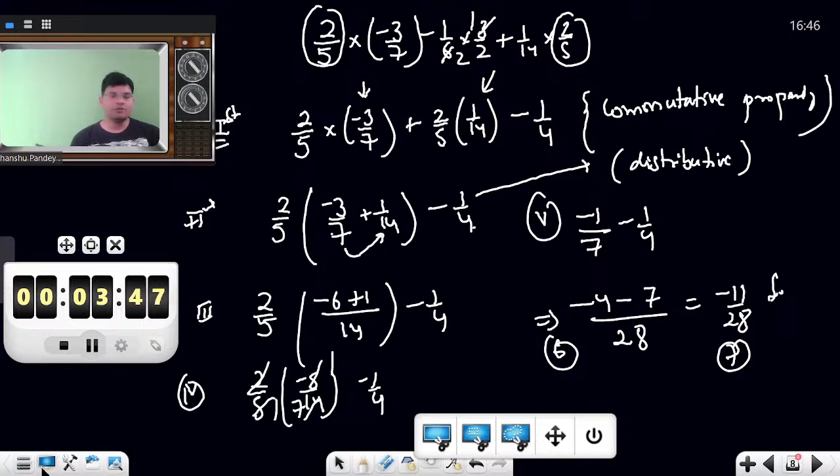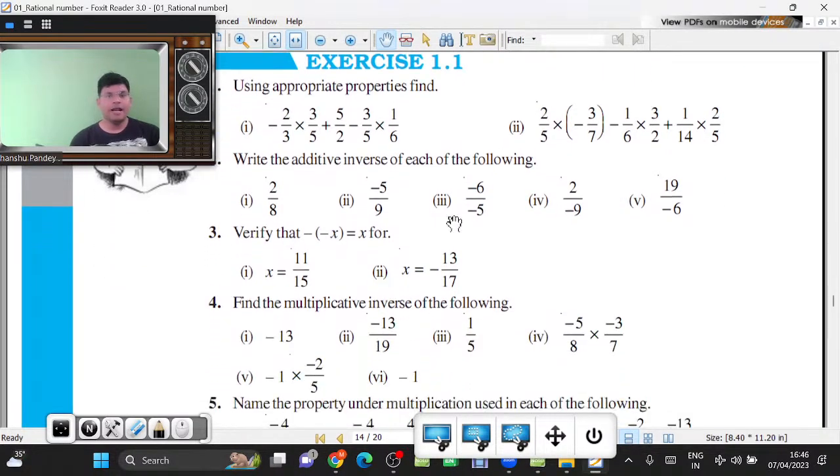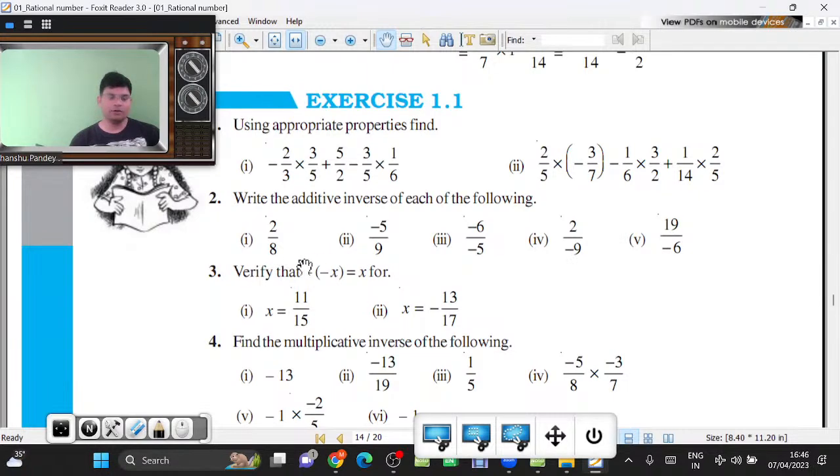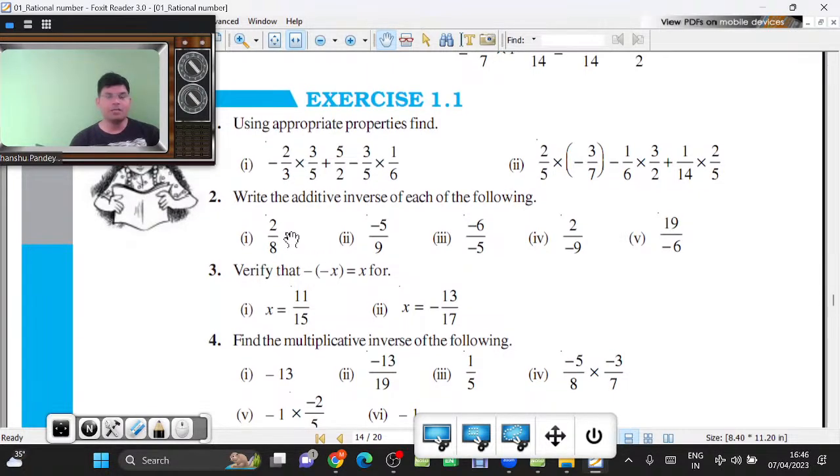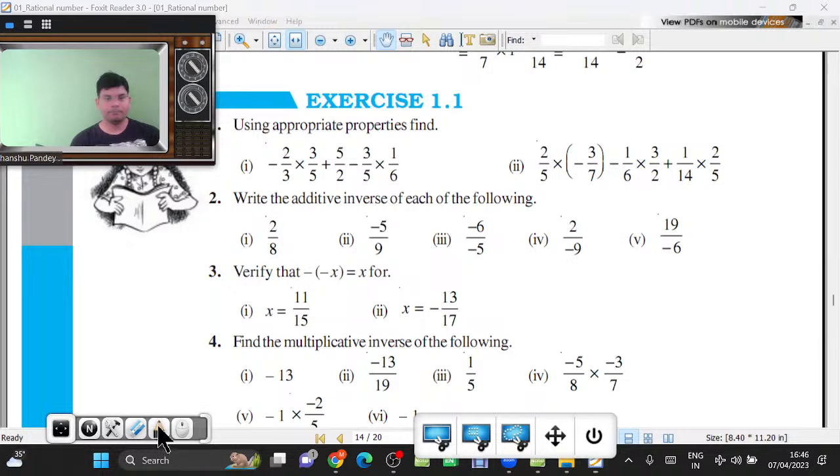Okay, moving on to the next question. Write the additive inverse of each of the following. So first question 2 by 8. Vihan, बताओ क्या होगा? 2 by 8 minus 2 plus फिर ब्रैकेट में minus 2 by 8. हाँ नहीं आपको ऐसे लिखना है. You have to write like this. Additive inverse of 2 by 8 is equal to minus 2 by 8. Write like this.